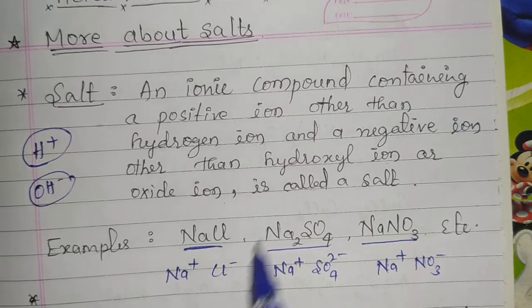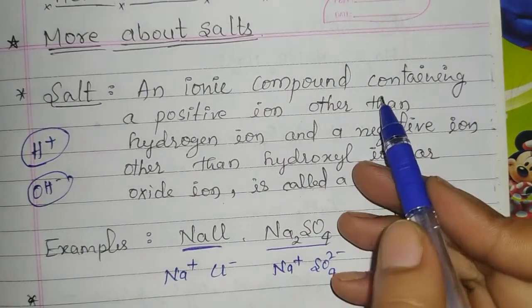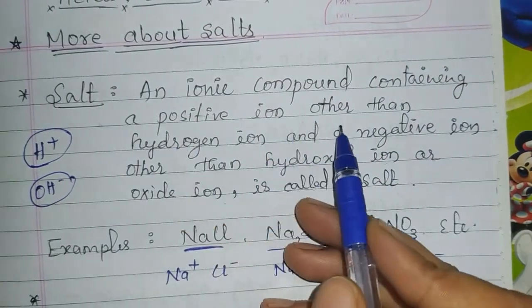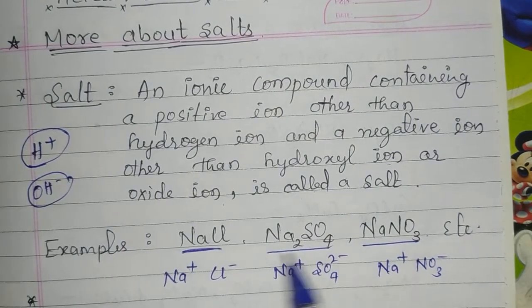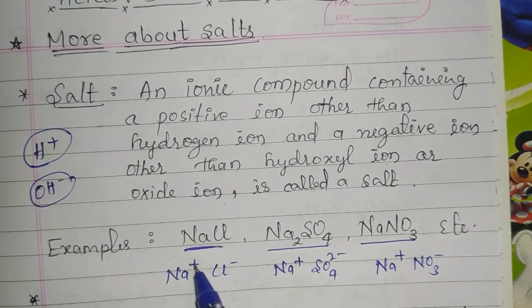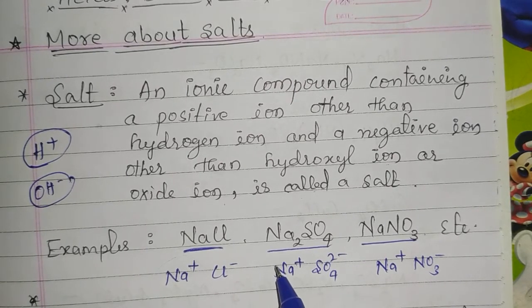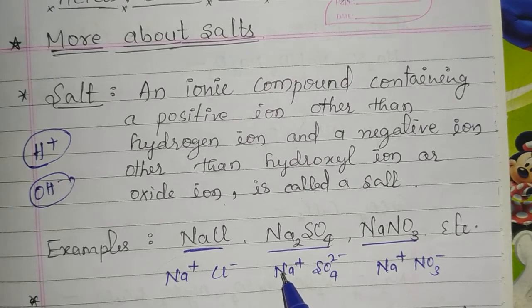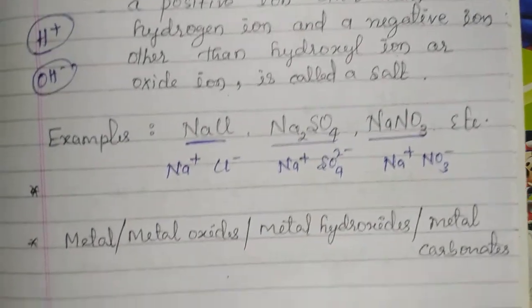Therefore, salt is an ionic compound. It is an ionic compound containing a positive ion other than hydrogen ion and a negative ion other than hydroxyl ion. See here, this is the positive ion. It is not hydrogen, it is the sodium positive ion. And this is chloride, it is not hydroxide ion. So a salt is a compound containing a positive ion other than hydrogen ion and a negative ion other than hydroxyl ion or oxide ion.